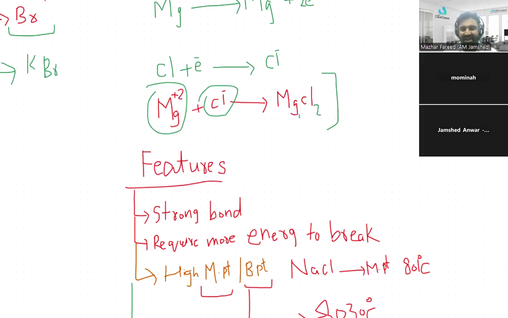It means any compound can conduct electricity when it is fused, when it is present in the molten form, when it has free ions. But mostly it cannot conduct electricity because it cannot break such strong bonding.